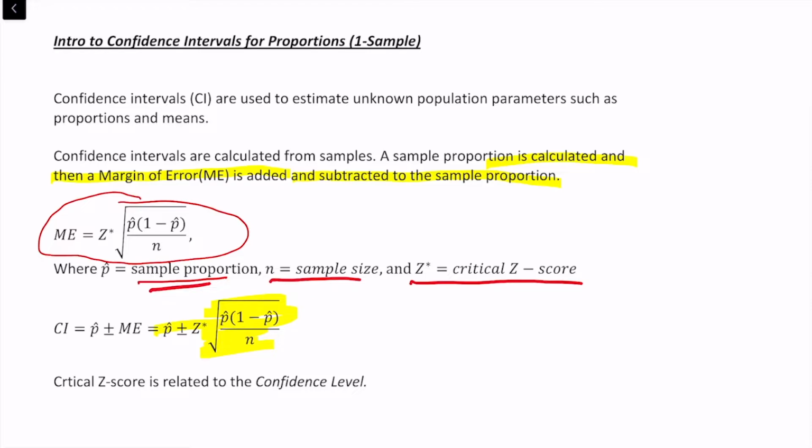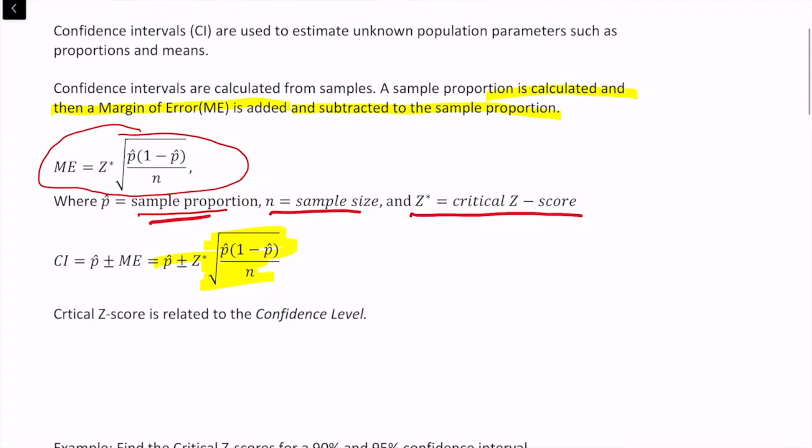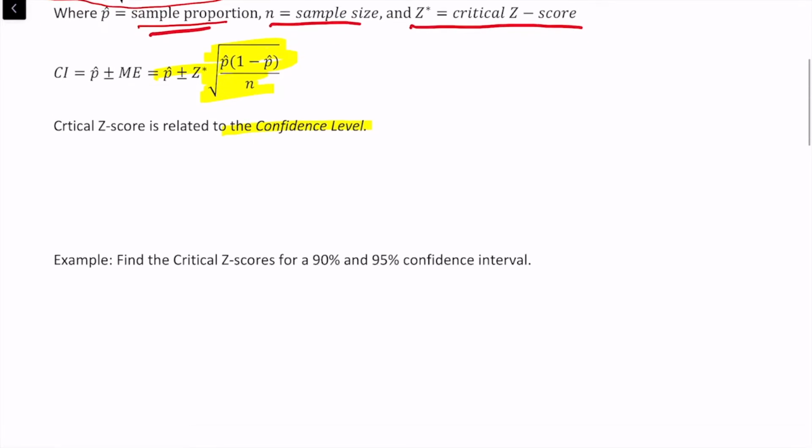Okay, so right now out of this formula, let's focus on that Z star, that critical Z-score. That is the most important value that we should focus on right now because it's the one that we haven't talked about. So critical Z-scores are based on your confidence level. So whenever you do a confidence interval, you should always specify what level of confidence this interval represents. Okay, so let me show you how to do that. For example, let us find the critical Z-scores for both a 90% and a 95% confidence interval.